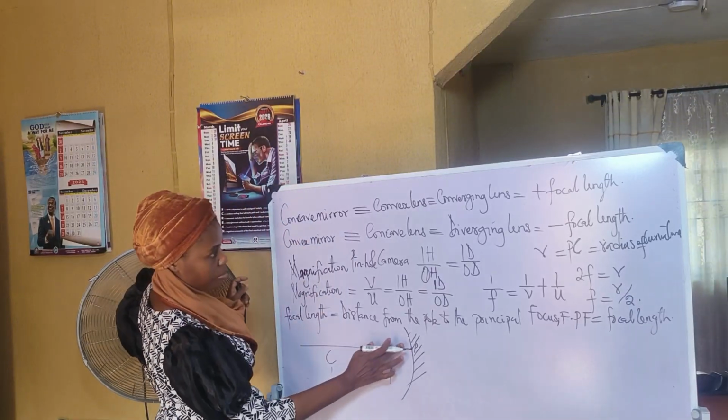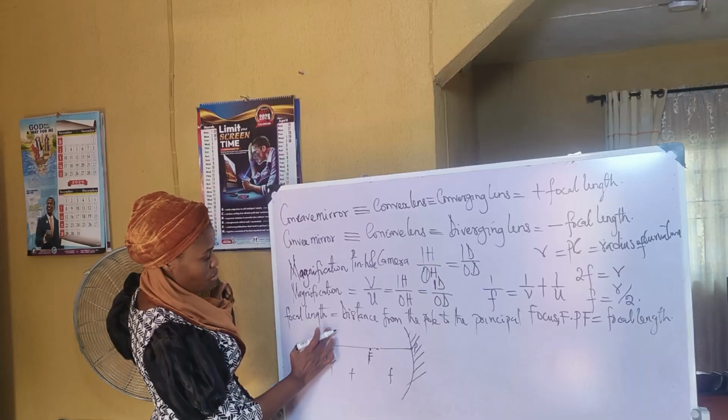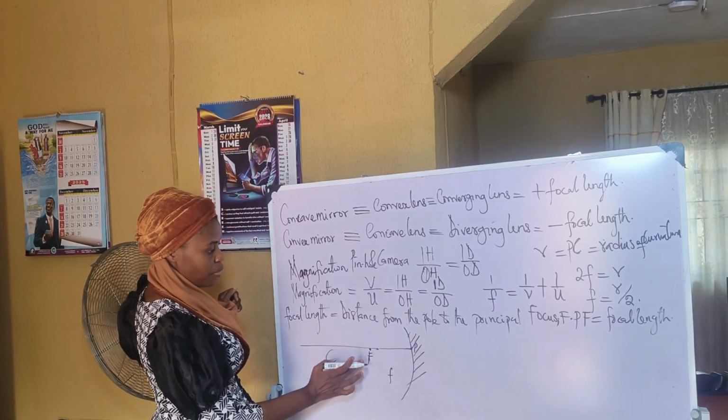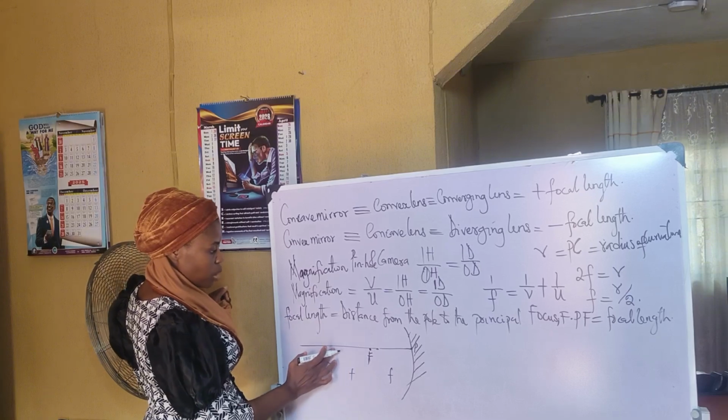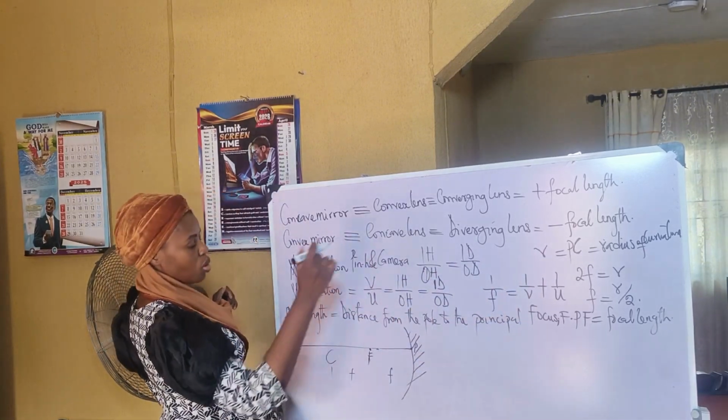From here, BC is my radius of curvature. While from here to here is my F, focal length. Here to here is another F. That is why R, you're having that 2F is equal to R.